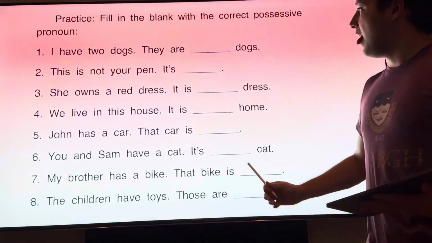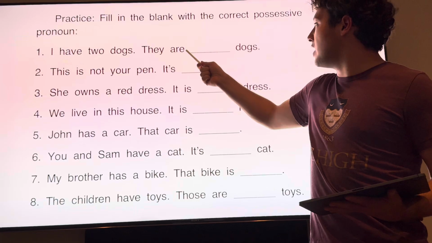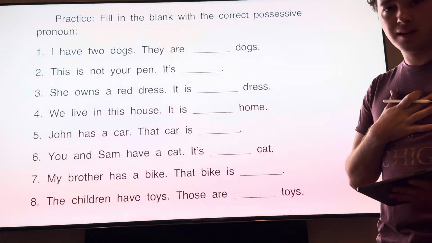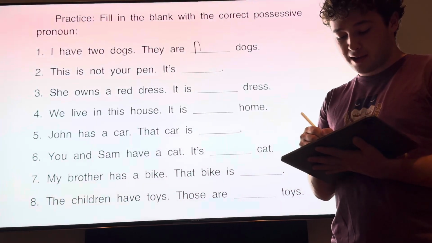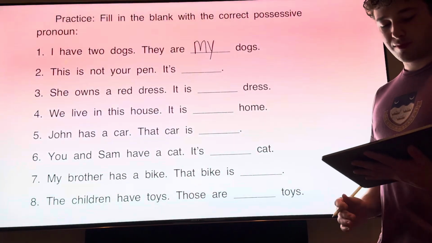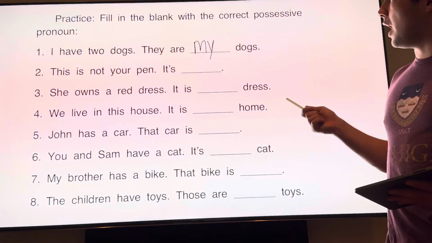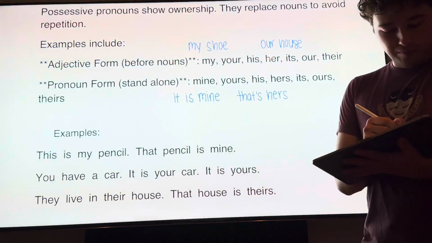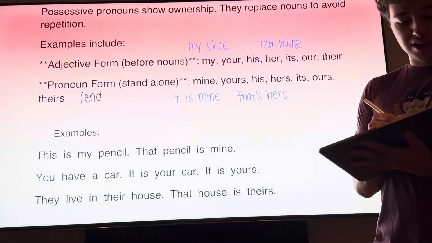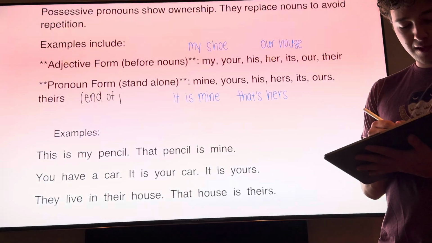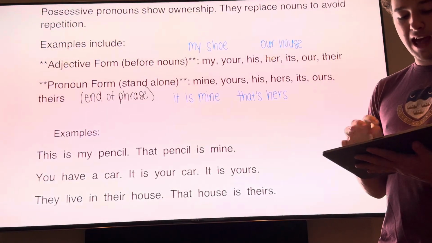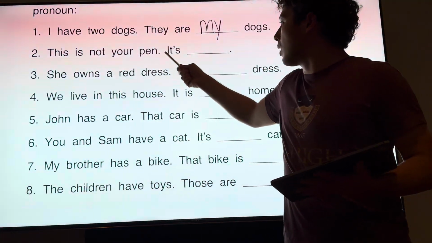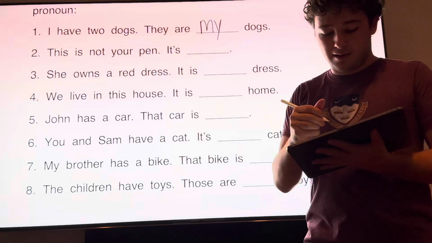So, the first one. I have 2 dogs. They are blank dogs. So if I have them, they would be my dogs. And another important note, actually, for the pronoun form here, they almost always are at the end of the sentence. So they'll almost always be at the end of a phrase, and you can see that here in example 2. This is not your pen, it's mine.